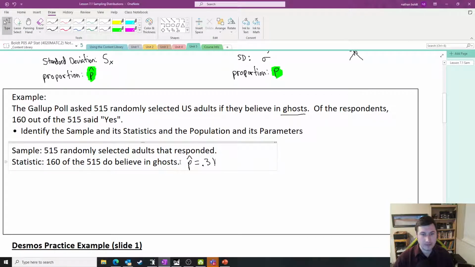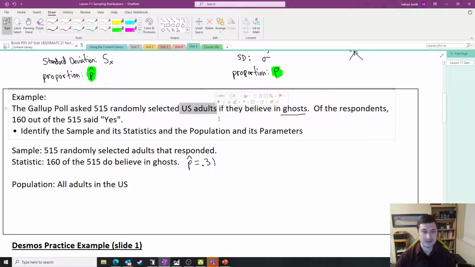All right. What about our population? Well, what did we sample from? The population and the sample should go together a little bit because you sample from the population. So if our sample were the 515 adults, our population is also going to be the adults, but all of them. All adults in the U.S. As it said, they were selected from U.S. adults.